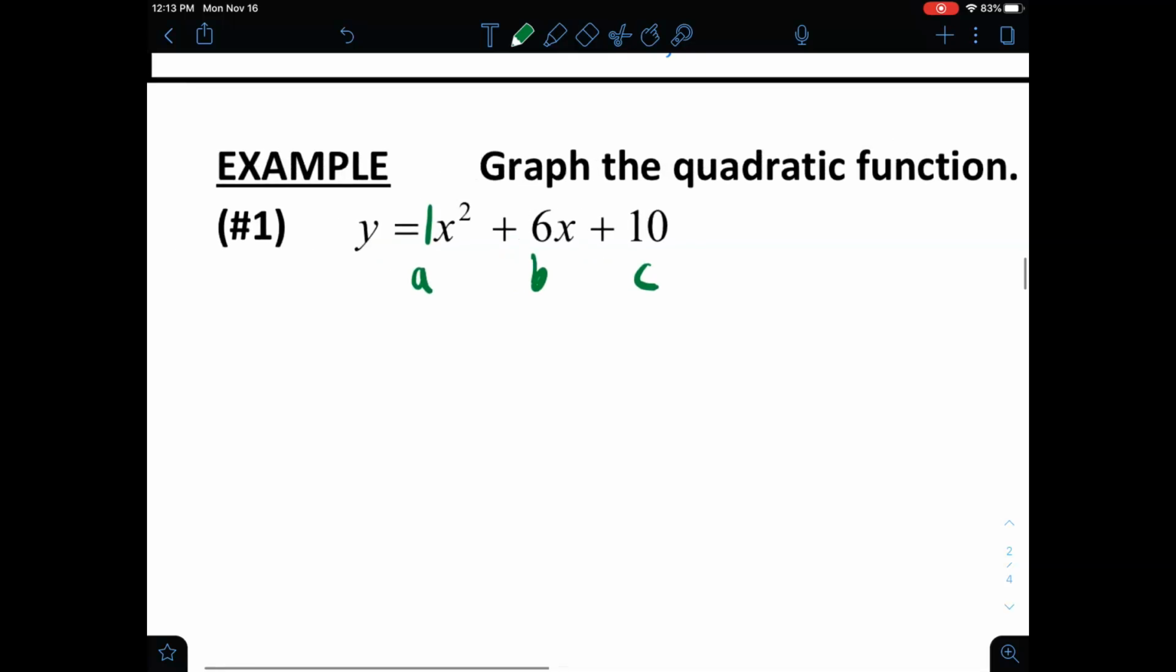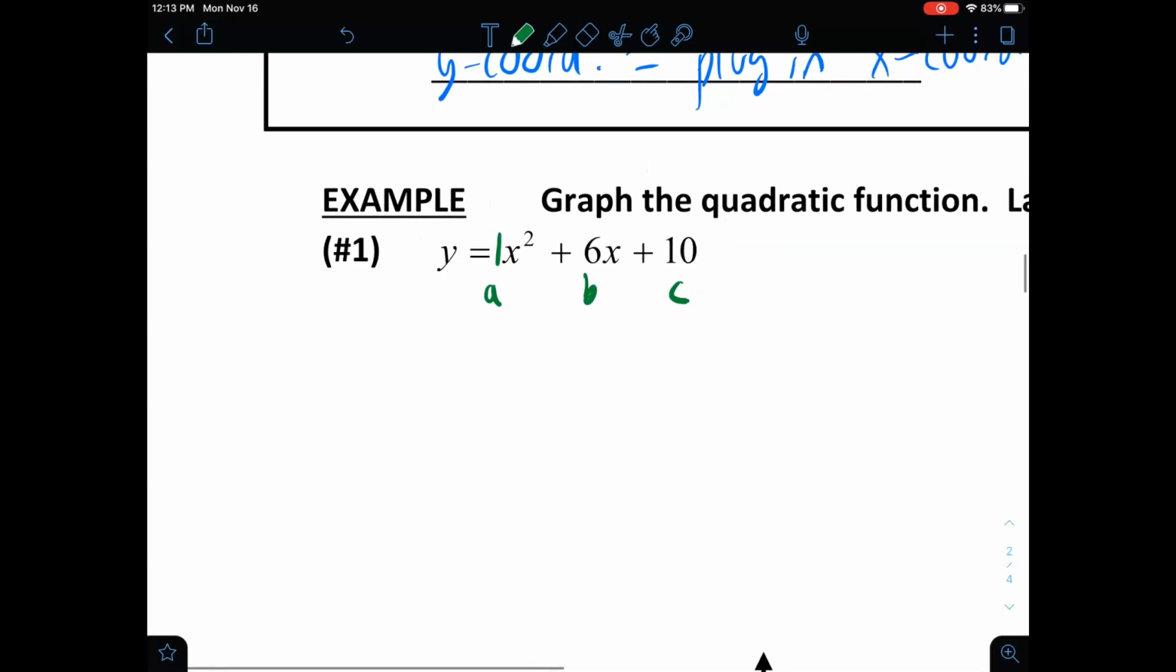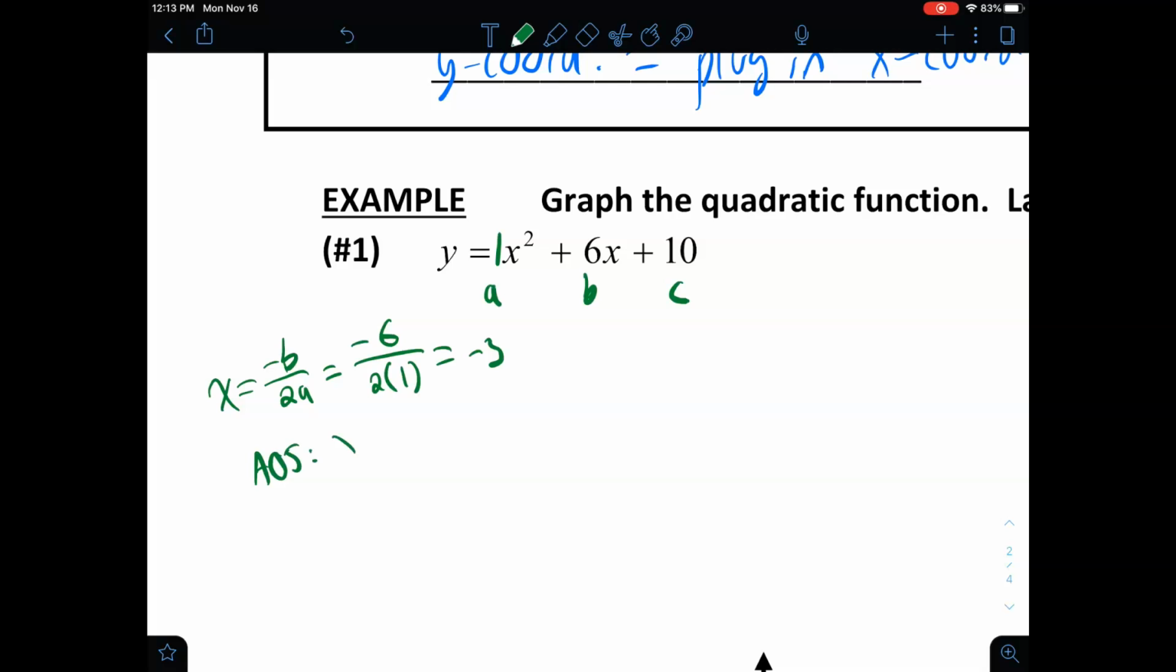We got to make our own table here now. So we got to find the x coordinate of the vertex. So x equals opposite of b over 2a, which equals, well, b is 6, so negative 6 over 2 times a, which is 1, which equals negative 6 over 2, which equals negative 3. So our axis of symmetry is x equals negative 3.